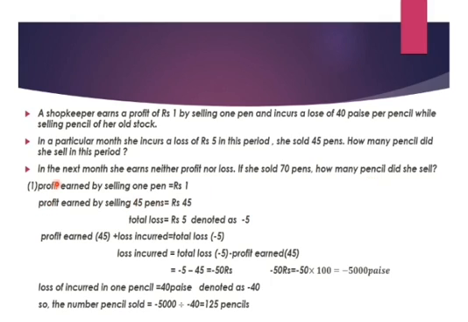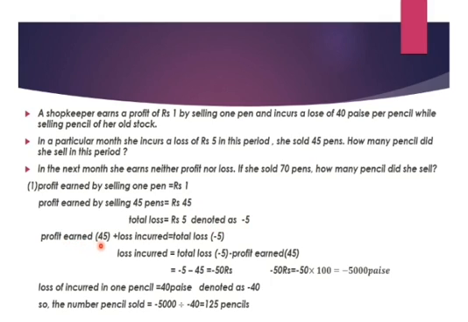Okay, the first question. How many pencils did she sell in that month? Profit earned by selling one pen is given in the question: 1 rupee. In that way, profit earned by selling 45 pens is 45 rupees. Then her total loss in that month is 5, denoted as minus 5, because a loss is denoted as a negative integer. You already learned about it.